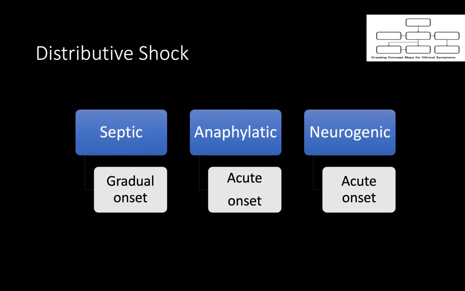So when we look at the common causes of distributive shock, we need to try and narrow them down even further. So septic shock usually develops gradually over a period of time. And this is in comparison to anaphylactic and neurogenic shock, which can present with a sudden onset. The septic shocked patient may have a high temperature and signs and symptoms of a potential source of infection. 80% of anaphylactic shock patients have an urticarial rash and develop some degree of respiratory distress, whether that be in the form of wheezing or sometimes a stridor.